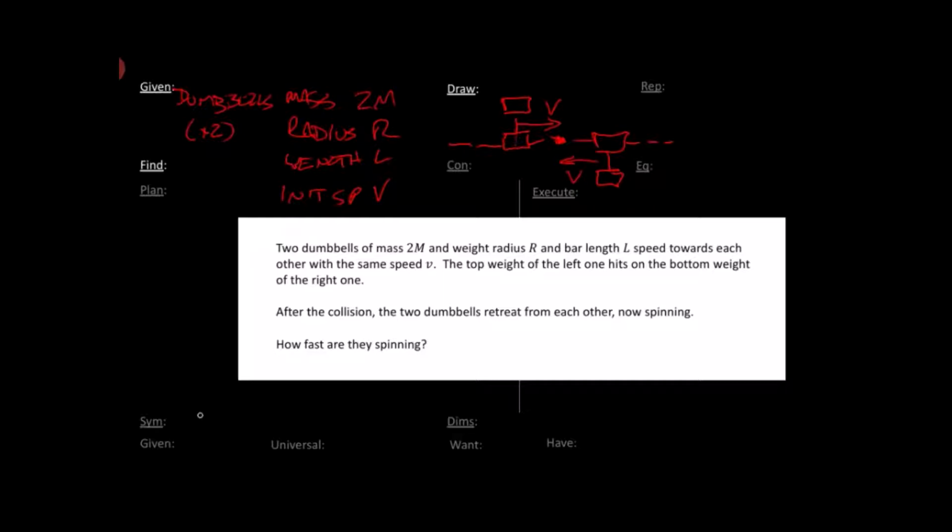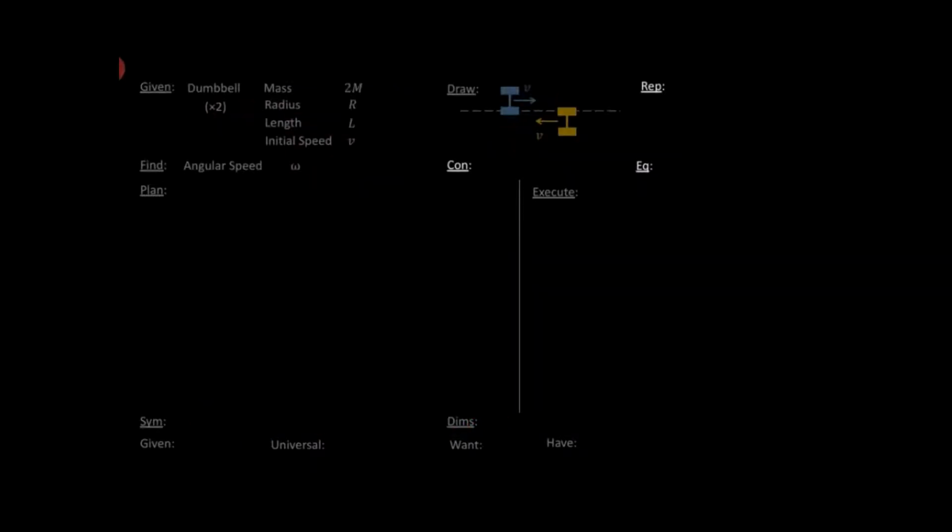That's almost all we need to do a find. And like I said, we want to find how fast they're spinning. So we want to find the angular speed, the final angular speed, which will be omega. Okay, so how are we going to do this? Well, this is a collision, but we're not going to use conservation of momentum. We'll use conservation of angular momentum instead.